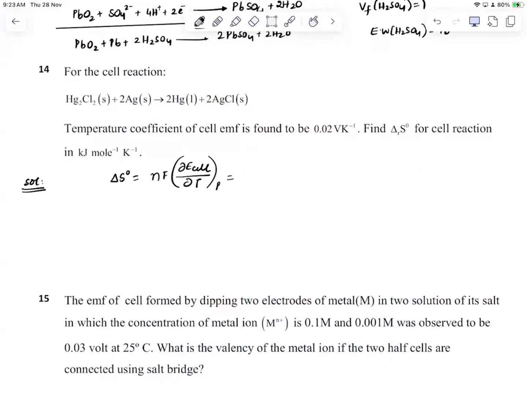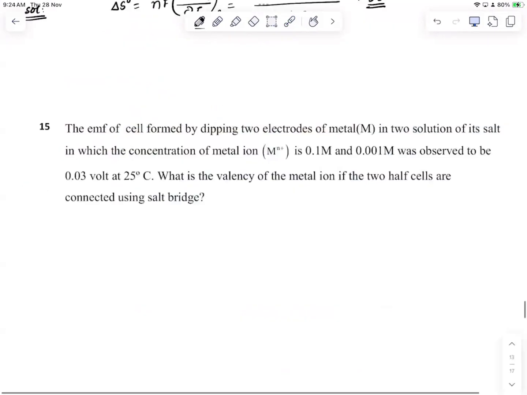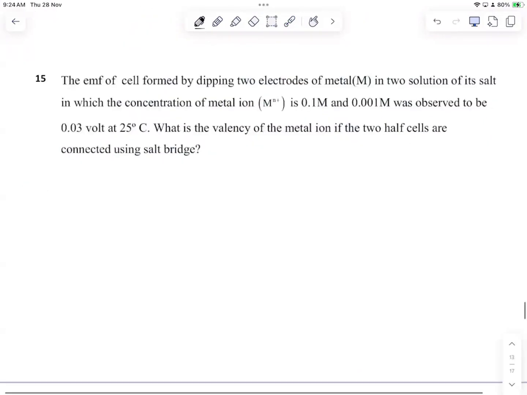Okay. So here the number of electrons transferred from here to here is 2 electrons. Here to here is also 2 electrons. So therefore I can say 2 times 96500 times 0.02. Okay, clear? And this entire thing I require to put in kilojoules, so divide it by another 1000. So that's it. So you will get the value as I think 3.8 or something. Got it? Next. Notice this question now.